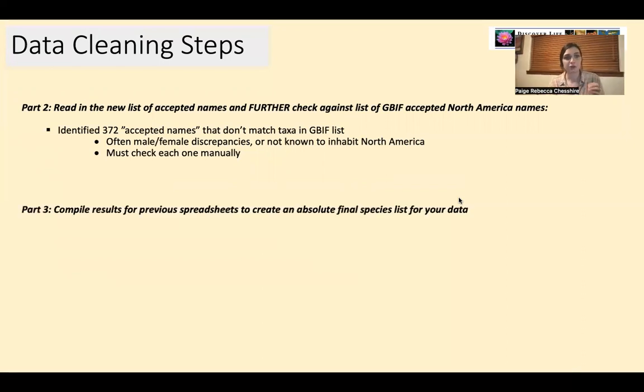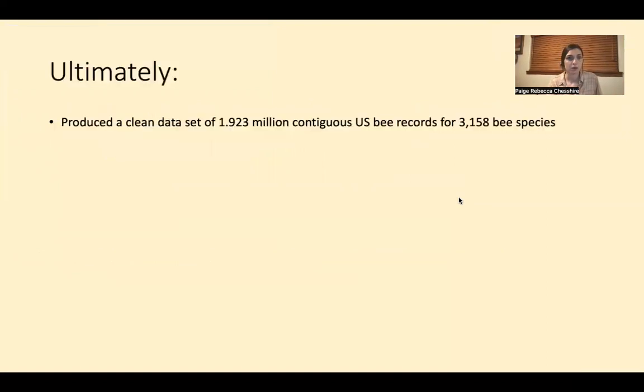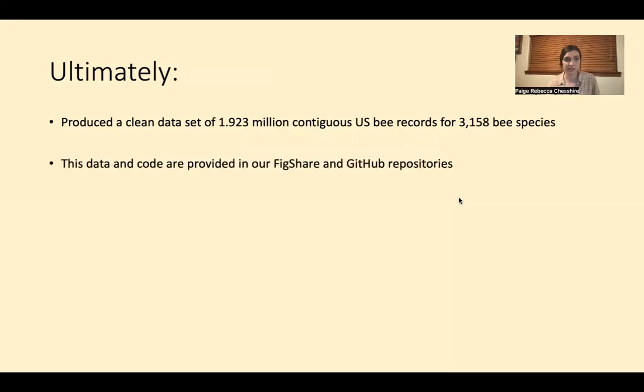I then compiled the results for all those previous spreadsheets to create an absolute final species list. And then I read in that species list to R. And if it was applicable, I told the new name to replace the original scientific name. Ultimately, I produced a clean data set of 1.923 million contiguous USA records for 3,158 bee species.